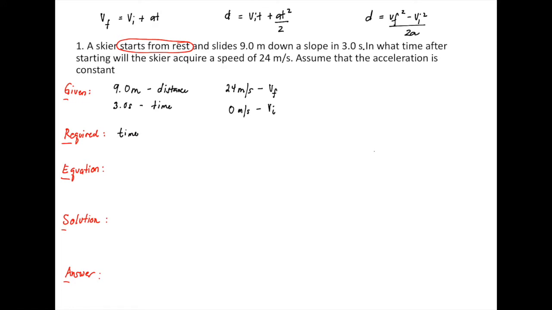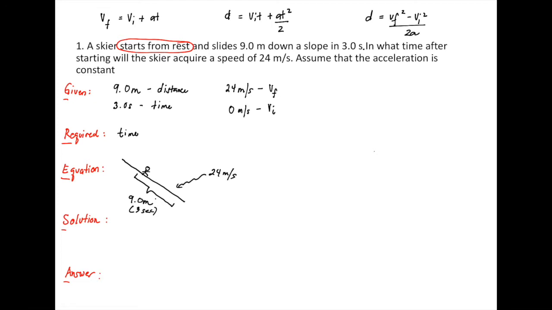For us to further understand what we're looking at in the problem, we have here the skier, and that is 9 meters down a slope. He finished it in around 3 seconds. Okay? Now, in what time after starting will the skier acquire a speed of 24 meters per second? So somewhere here in his travel, the final velocity must be 24 meters per second.